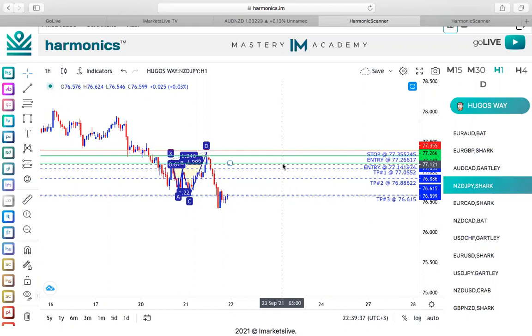So the first step is the harmonic entry. Now, where's the D located? The D is located on top. That means we're definitely probably in a downtrend, and we're looking for a selling position. So now that I've located this, now I'm looking for a trend.